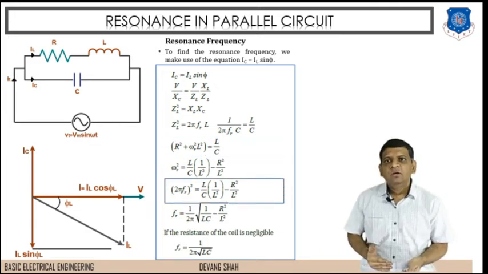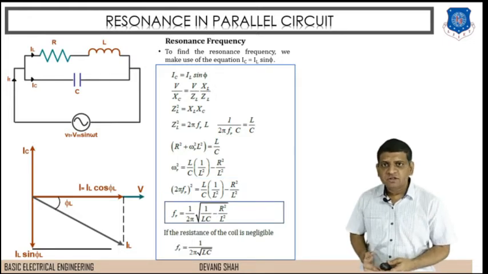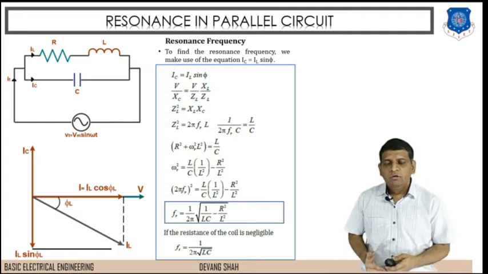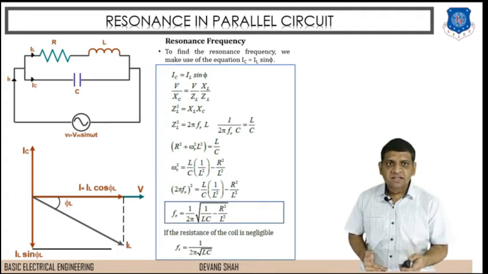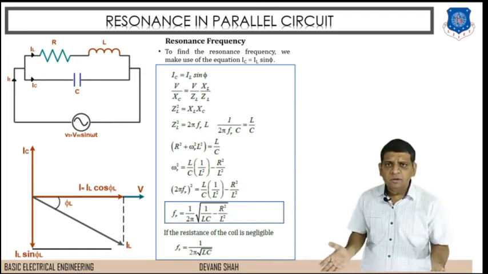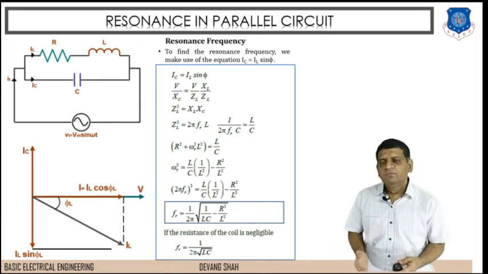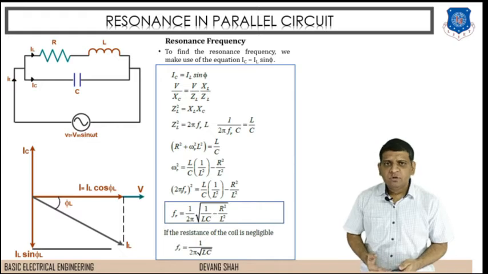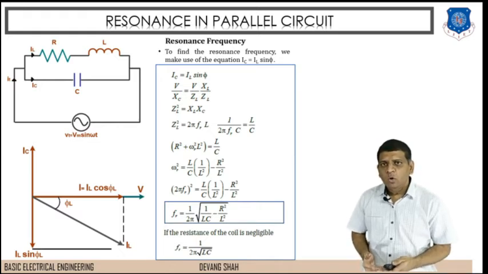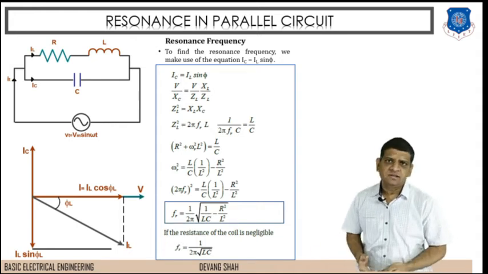You can see here the resonant frequency for a parallel RLC circuit, FR, is equal to 1 by 2 pi under root 1 by LC minus R square divided by L square, where the value of R square divided by L square is very negligible, hence you can neglect it. It's very small. So the effective value of resonant frequency Fr is equal to 1 by 2 pi under root LC. Now the equation is the same for a series RLC AC circuit and a parallel RLC AC circuit.